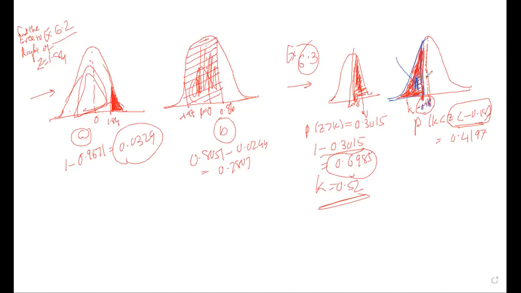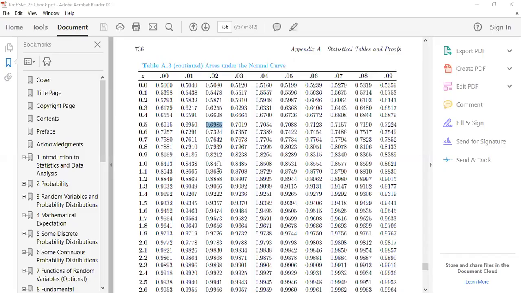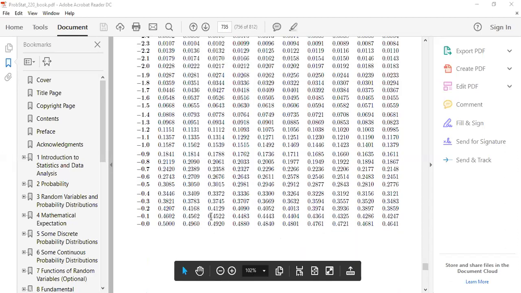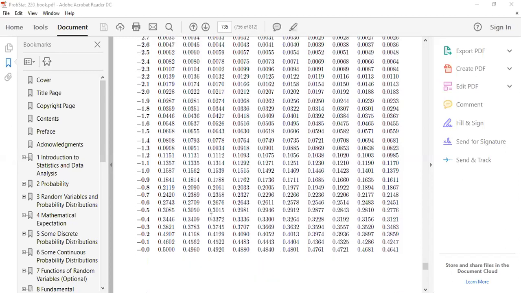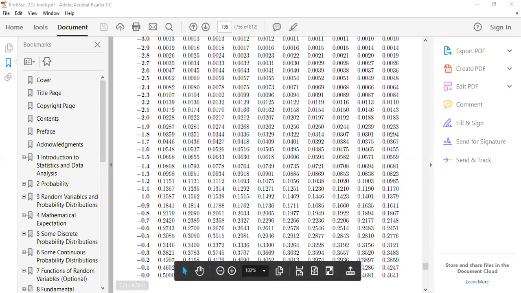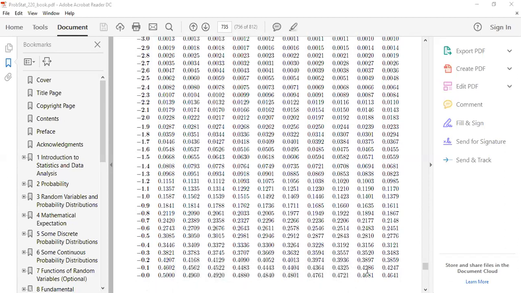Let me find it like this. I want to find my K. So first of all, I stop this one and go for the table. Negative 0.18: negative 0.1 is over here, and 8 is the second last column. So negative 0.18 is somewhere over here, 0.4286. That is the total area to the left of negative 0.18.